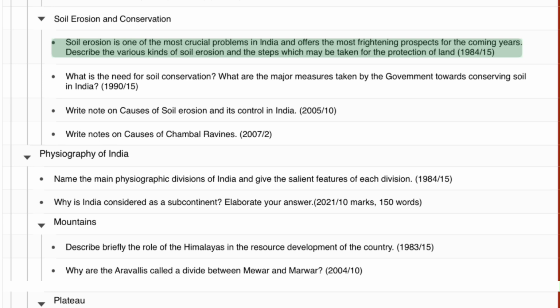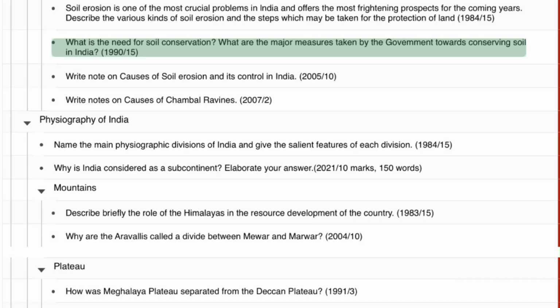Soil erosion is one of the most crucial problems in India and offers the most frightening prospects for the coming years. Describe the various kinds of soil erosion and the steps which may be taken for the protection of land. 1984, 15 marks. What is the need for soil conservation? What are the major measures taken by the government towards conserving soil in India?